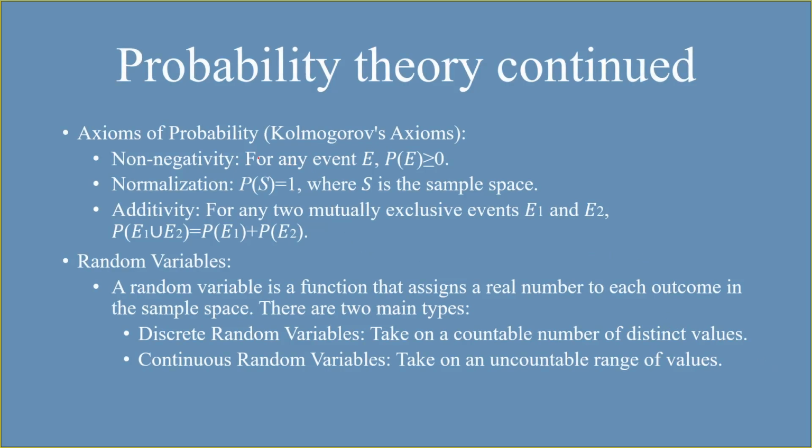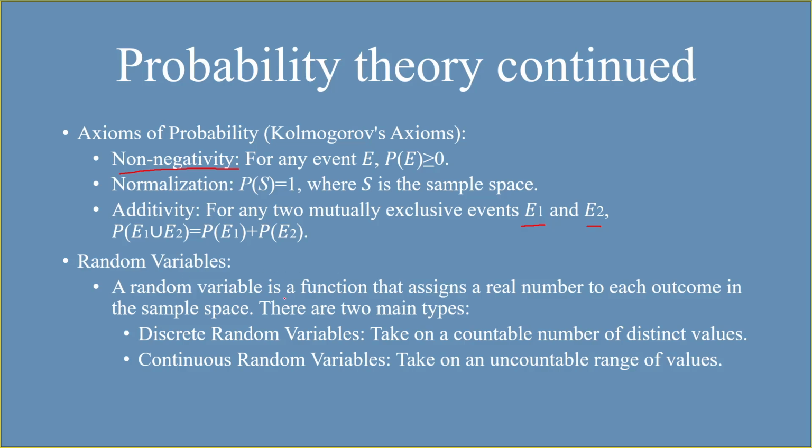And what are the axioms of probability, also known as Kolmogorov's axioms? At first, non-negativity: for any event E, P(E) will be greater than or equal to 0. It will never become a negative value, like from -1 to -infinity. Then normalization: P(S) equals 1, where S is the sample space. And additivity: for any two mutually exclusive events, let's assume E1 and E2, P(E1 union E2) will equal P(E1) plus P(E2).